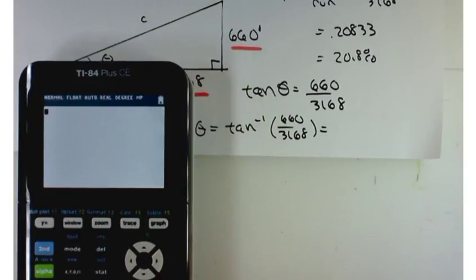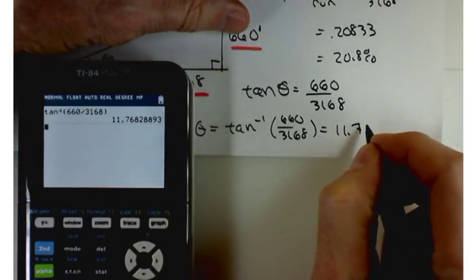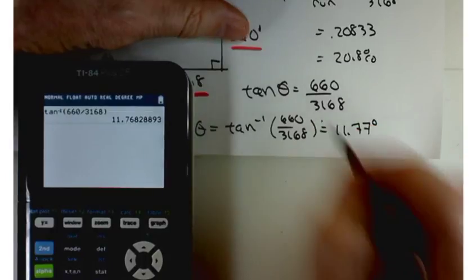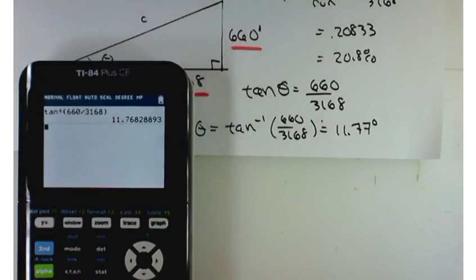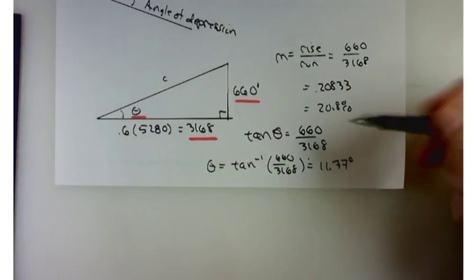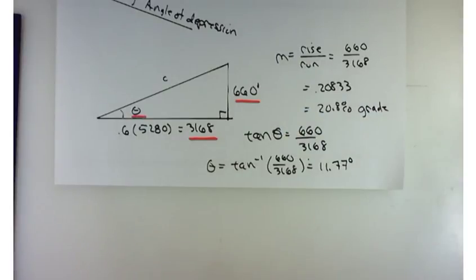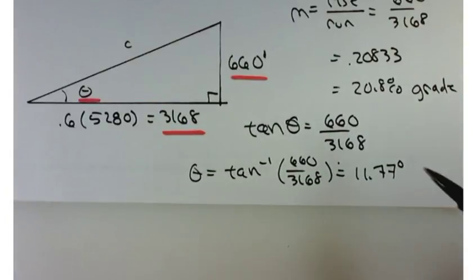So let's see. Make sure your calculator's in degrees. Inverse tangent of 660 divided by 3168. So about a 12-degree slope. 11.77 degrees, approximately. It was pretty steep. So, nice. Like I said, the thing that I want you to get out of this is that there's a difference between the percent grade and the slope, or the angle in degrees.